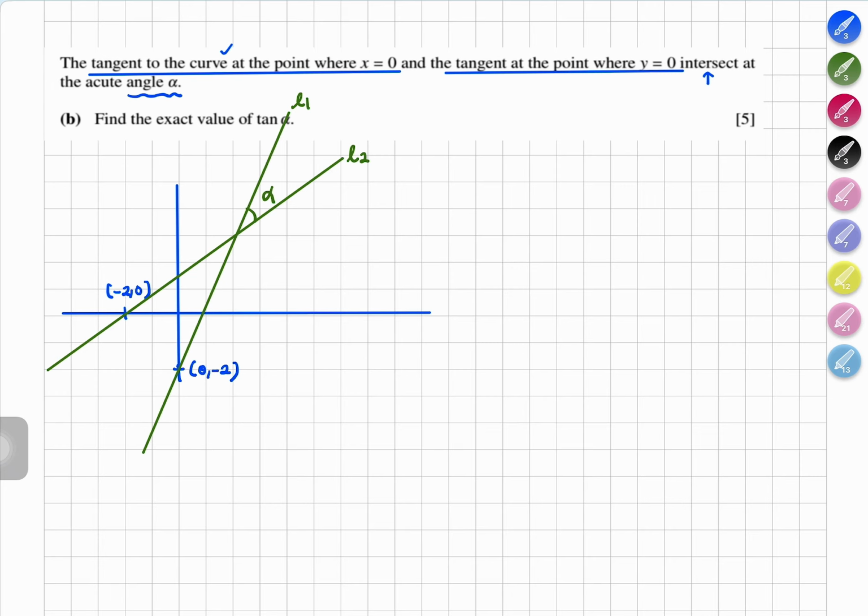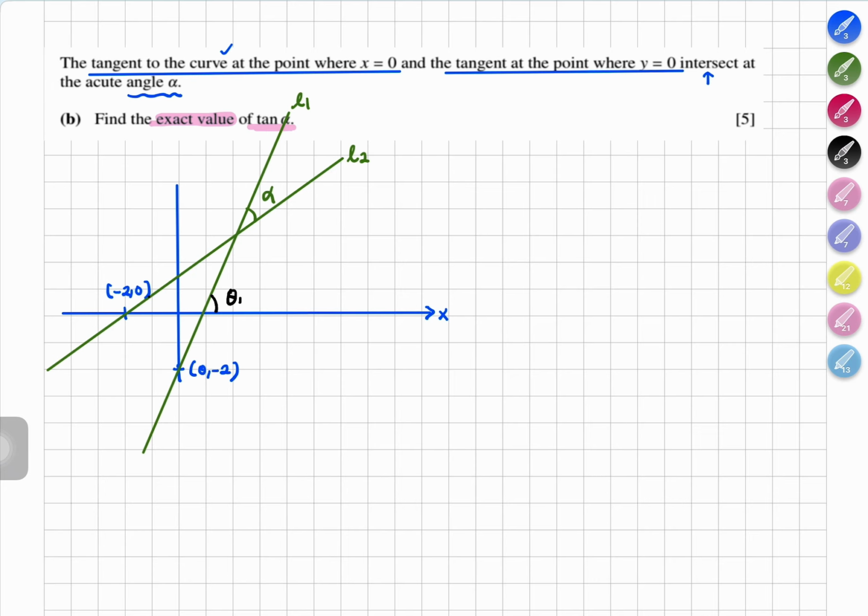I need to find the exact value of tan alpha now. So how do I find this? If this is my x-axis, I can see that my tangent line is this one. This is L1. When L1 passes through the x-axis, you can see you actually have an angle here. So let's put this as theta 1.